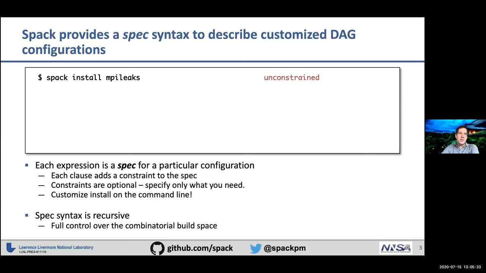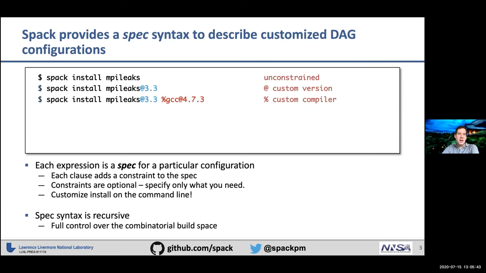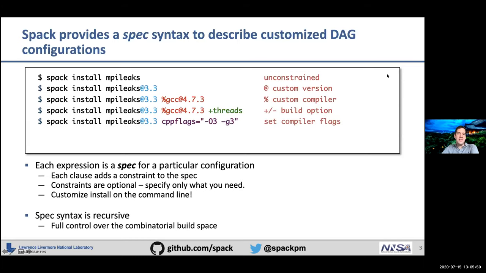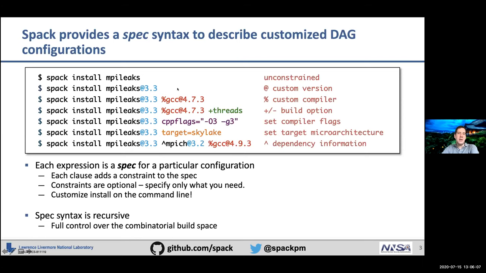Spack is different from other package managers because you can do things like specify specific versions. You can say, I want version 3.3 of that tool, or I want it built with a particular compiler, or a particular compiler at a particular version. You can say that you want particular options for the different packages, and you can inject things like compiler flags into the build, or set the build target to a specific architecture instead of just the default for x86. And this whole syntax is recursive. You can specify all of these different constraints for your dependencies as well as for the root package. So you have a lot of control, which is something that HPC people tend to like. The idea is that you just specify what you need, and Spack tries to take care of the rest and spares you the details of configuring a large stack of software.